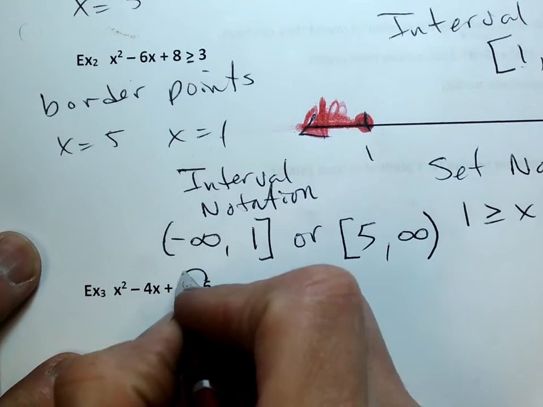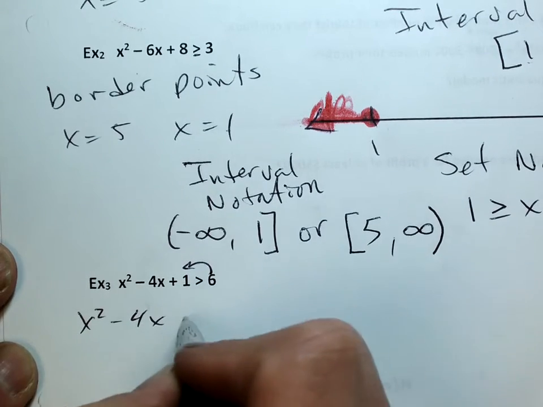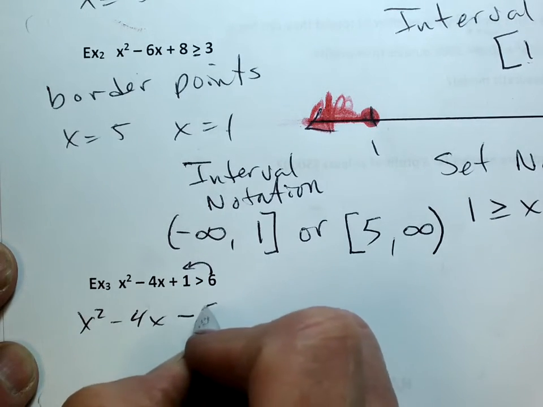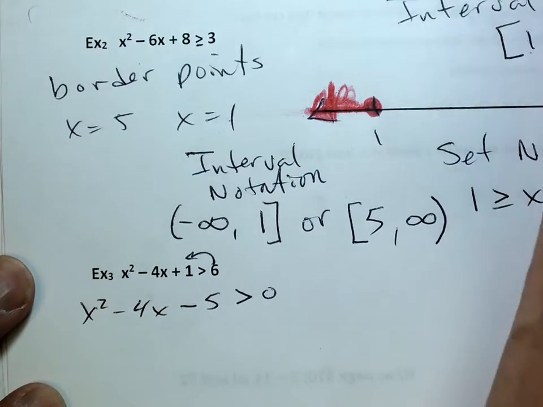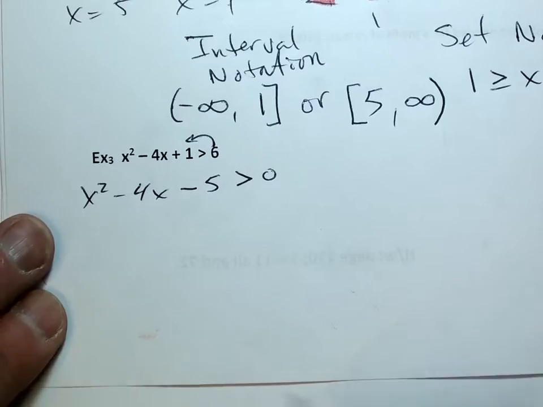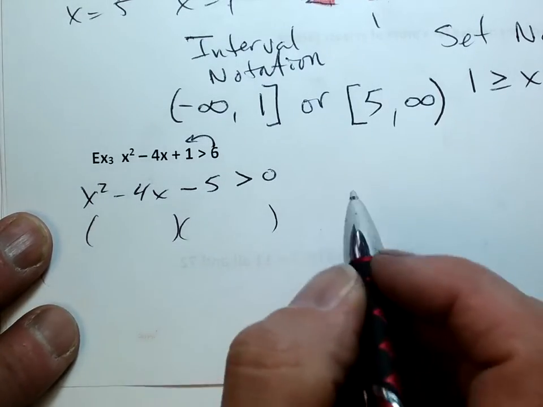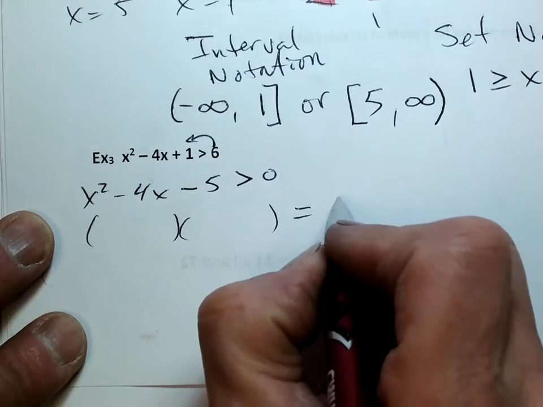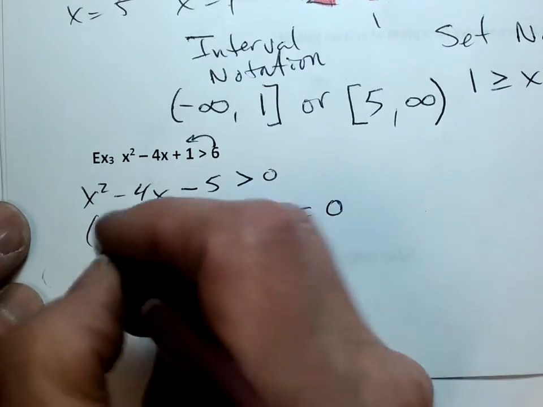So first I'll bring over the 6. I'll have x squared minus 4x minus 5 is greater than 0, right? Factor. Yes, factor. So when I'm looking for border points, I'm going to set it equal to 0 because I'm looking for when it does equal. So border point, set equal to 0.